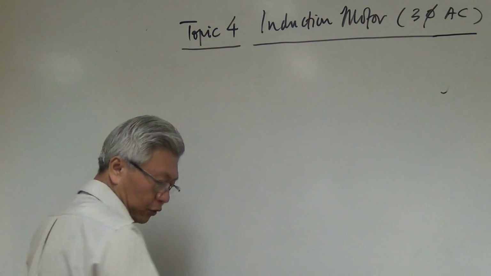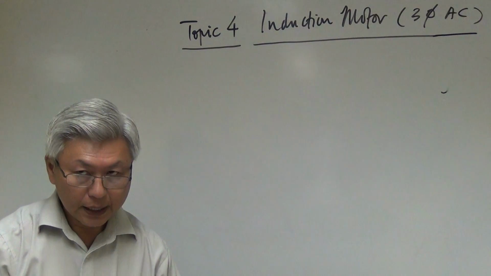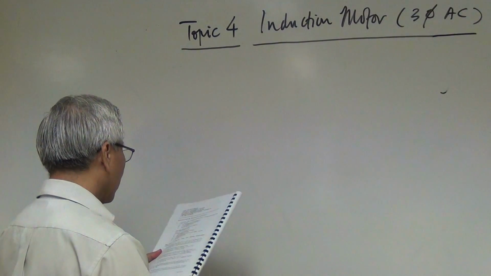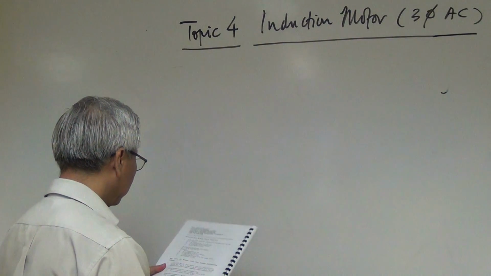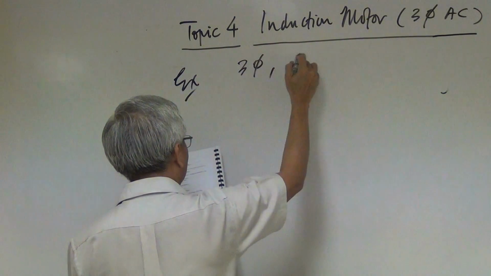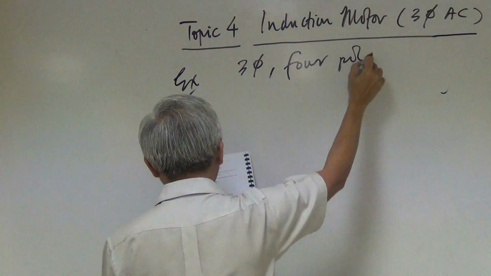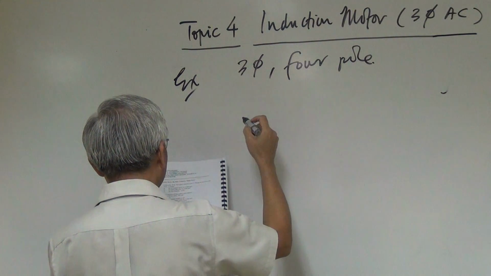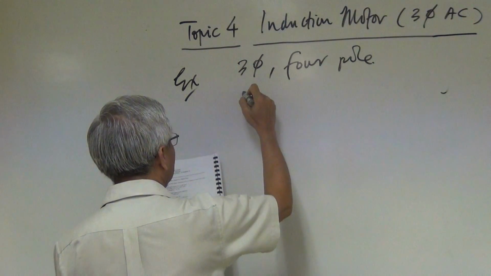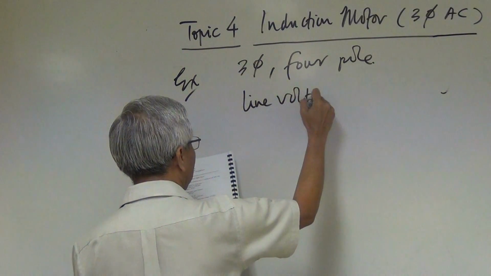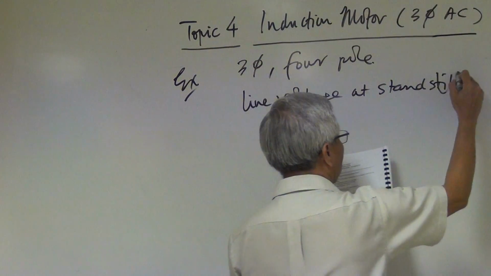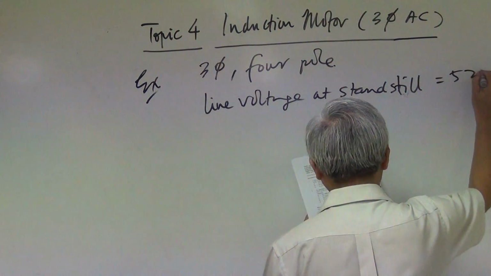Okay, again I'll refer to the tutorial question so that we revise the same formula. It says here, a 3-phase 4-pole induction motor is star connected and the line voltage at standstill on open circuit is equal to 520 volts.